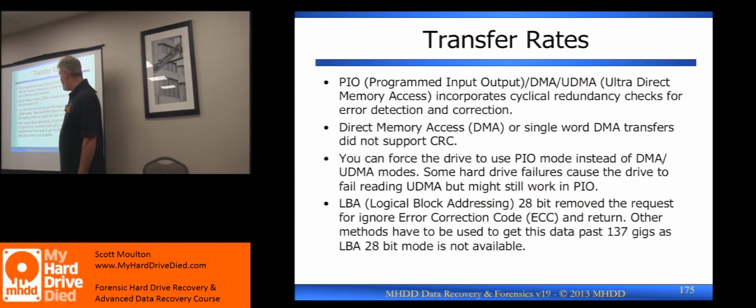Then you have LBA 28-bit and 48-bit mode. Those are all your transfer ways that you can read and write that affect the drive from a hardware perspective. Those are the ones that we're talking about: PIO, DMA, UDMAs, all the others, LBA 28-bit and 48-bit, so that we can switch read modes and different ATA command sets. Good? Everybody happy so far?